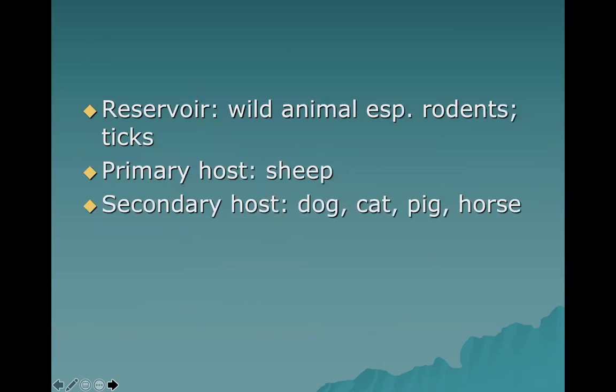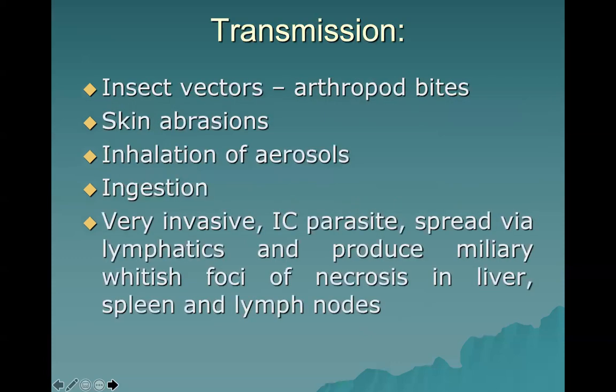Reservoir hosts are wild animal species, especially rodents and ticks. The primary host is sheep; secondary hosts are dogs, cats, pigs, and horses. Transmission is via insect vectors, the bites of arthropods, skin abrasions, inhalation of aerosols, and ingestion. So the organism is very invasive. It is known to be an intracellular parasite, spreading via the lymphatics and producing miliary whitish foci of necrosis in the liver, spleen, and lymph nodes.